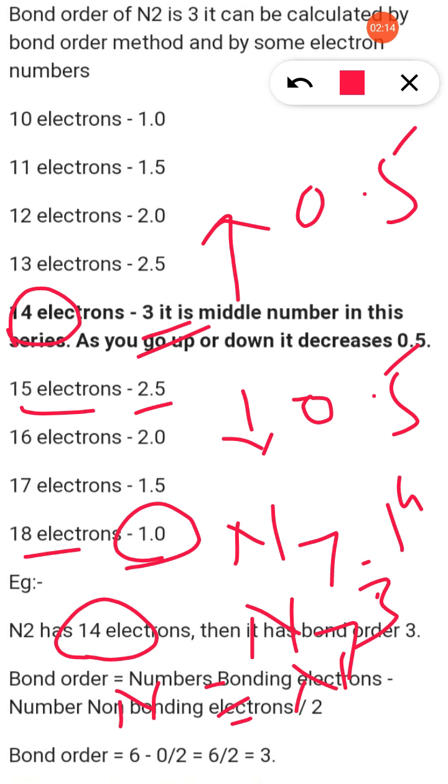But this is a very simple method. Through the total number of electrons we can find the bond order. 14 is the middle one; molecules with that number of electrons show a triple bond. Then you decrease by 0.5 in the upward direction and decrease by 0.5 in the downward direction. So 10 to 18 electrons will give the bond order.